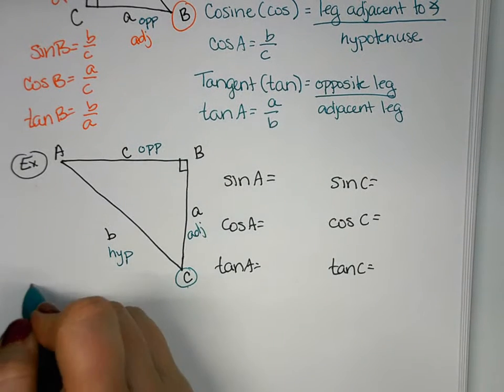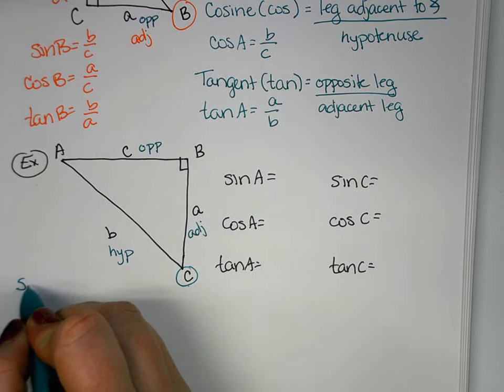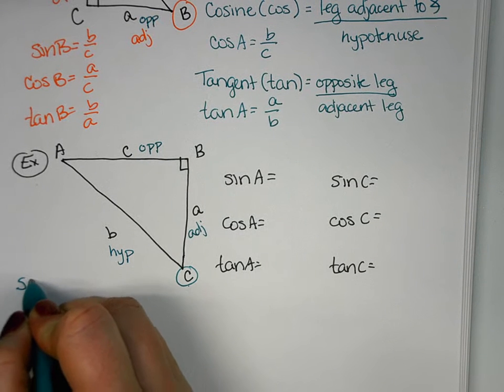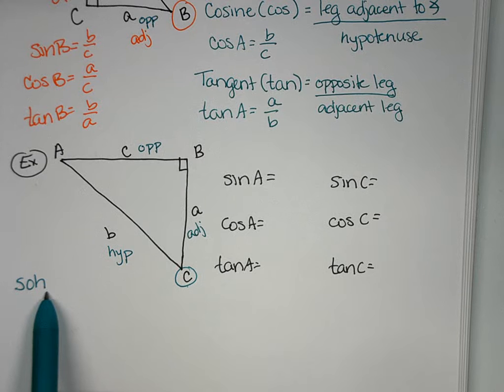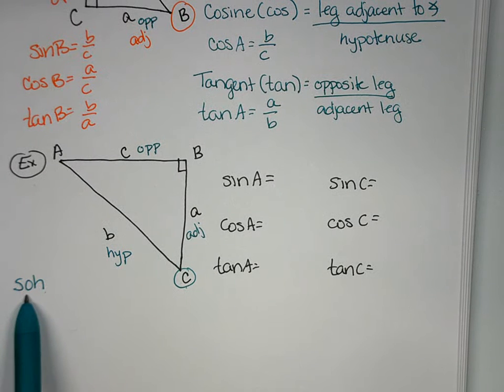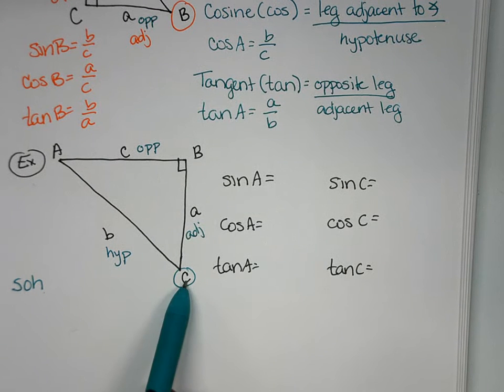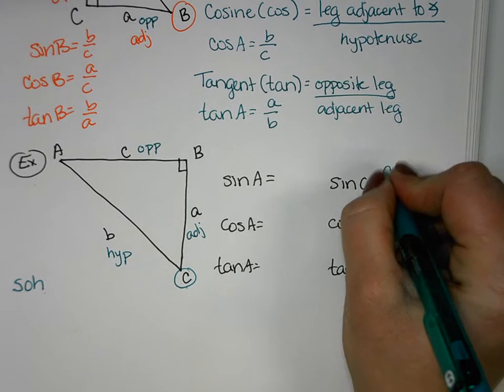So the acronym that you can use to help you remember your sine, cosine, and tangent. Sine is opposite over hypotenuse. So S for sine, O for opposite, H for hypotenuse. So for angle C, what is our ratio? So which side was opposite? C over B.